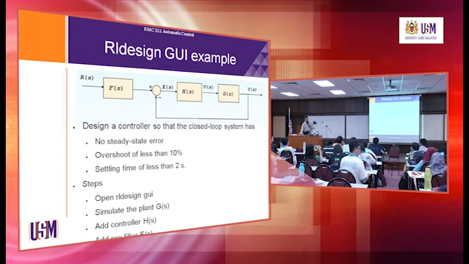And then after that, you need to simulate your plant. In the plant parameter, just put the transfer function G(s). And then after you put in the plant transfer function, you will see how the step response is, and how the root locus is. And check against the specifications whether it is satisfying them or not. And normally, it is not satisfying the specifications that are given to you. So after that, you need to design this H(s) function.